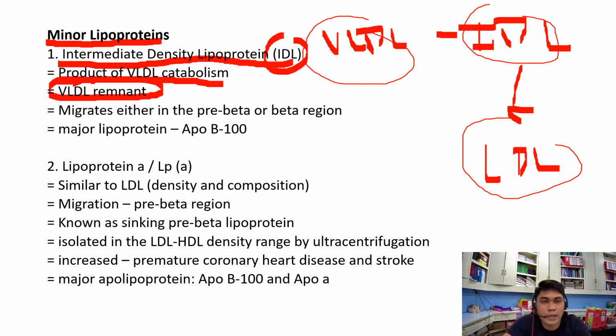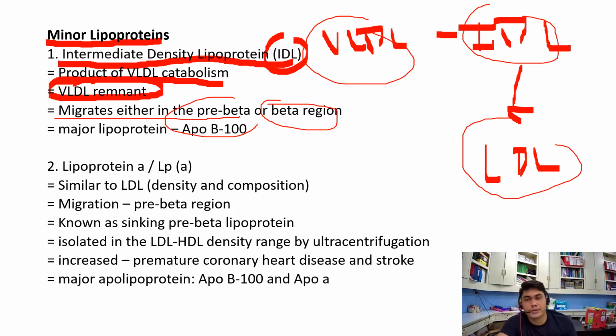In electrophoresis, it migrates in either the pre-beta or beta region. So in between is the location of your intermediate density lipoprotein. The major apolipoprotein in intermediate density lipoprotein is ApoB100. If there's ApoB100, usually that's atherogenic.